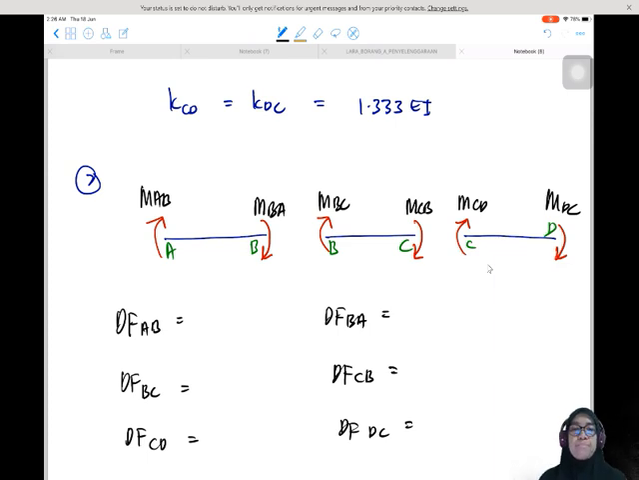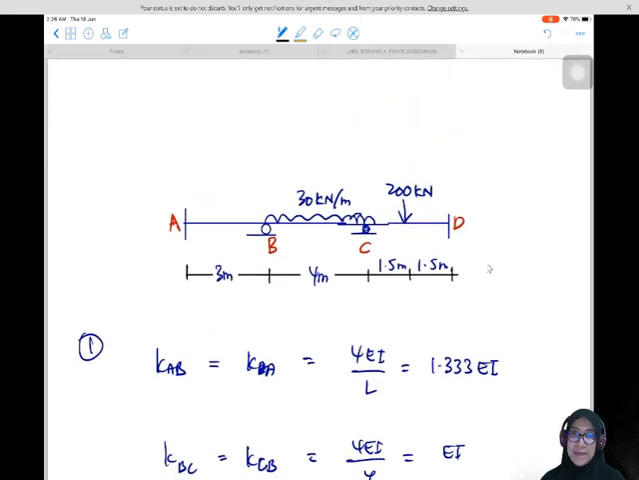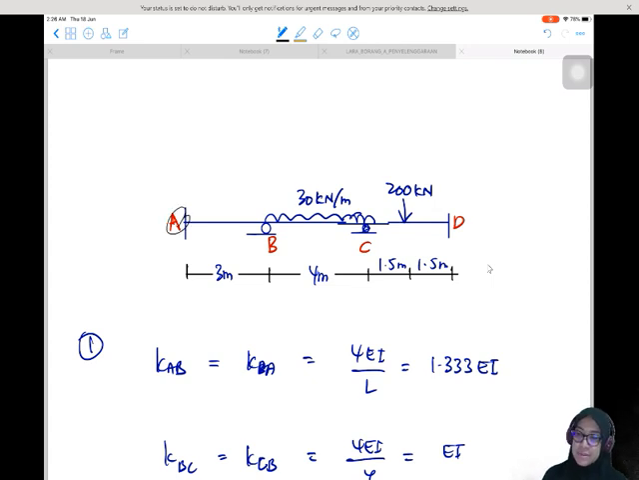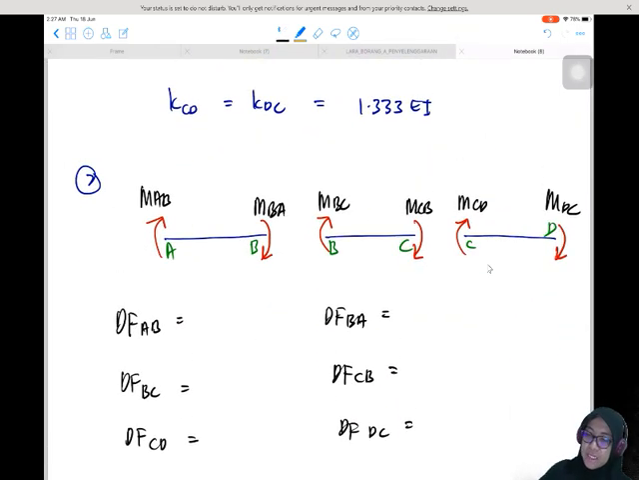Okay? Do you get that? Okay, there are 6 distribution factors. By looking at the diagram, A and D are fixed. And please remember, the distribution factor for a fixed end is equal to 0. So automatically this is equal to 0, this is equal to 0.